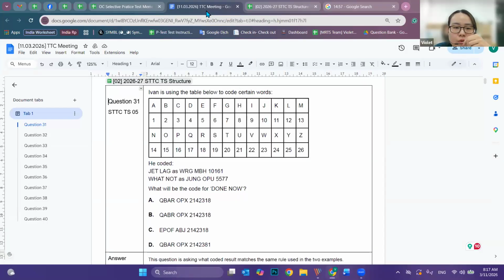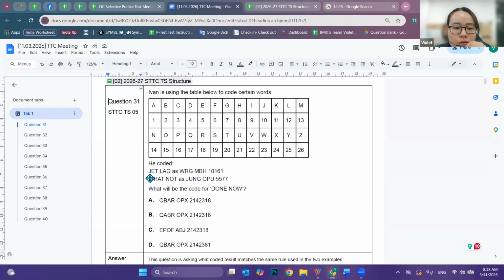So today we will go through 10 questions from STCTS test number 5. We will go into question 31. Evan is using the table below to code certain verbs. We have a table here, and he coded jet lag as W, E, R, G and the code behind it as this code, and what will be the code for them now.